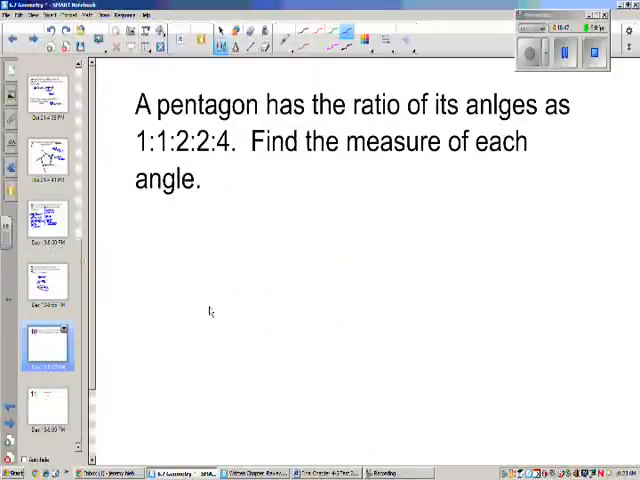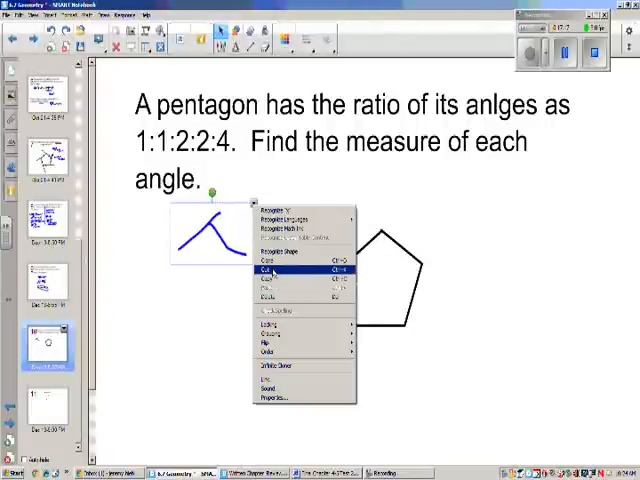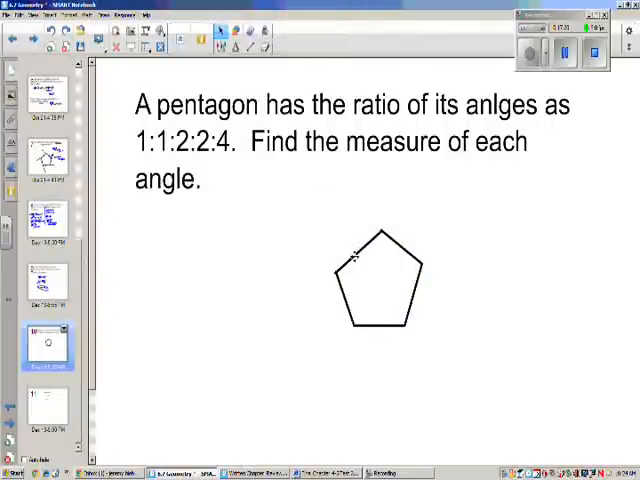And our last example talks about a pentagon that has a ratio of its angles. It has 1 to 1, 1 to 2, 2 to 2, and 2 to 4. So your first step whenever you have a problem is to draw a picture. I'm just going to use this segment tool because it's a little easier for me. There's a better picture of my pentagon. It's not quite perfect, but it's better.